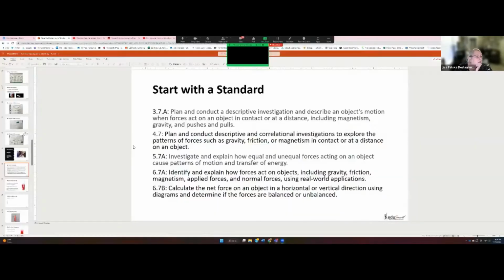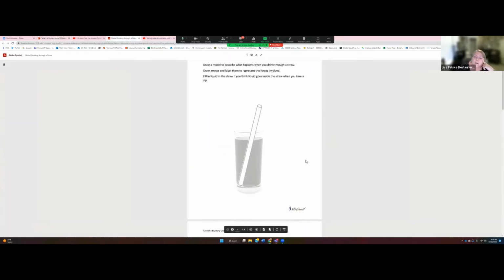So Devanchi's going to share a document with you that you can look at, and I'm going to go back to sharing my screen and pull it up here online. I think I have it pulled out a little bit at a time, but your document looks like this. Draw a model to show what happens when you drink through a straw. Draw arrows, label them to represent the forces involved. If you think liquid goes inside the straw when you take a sip, go ahead and color the liquid in.